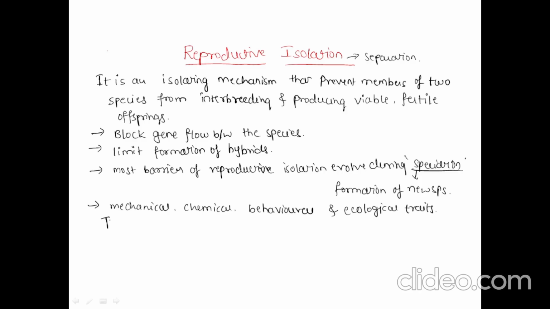Now we'll see the different types of reproductive isolation. These reproductive isolating mechanisms can be classified based on whether they contribute to reproductive isolation before fertilization or after fertilization. There are mainly three types of reproductive isolating mechanisms.